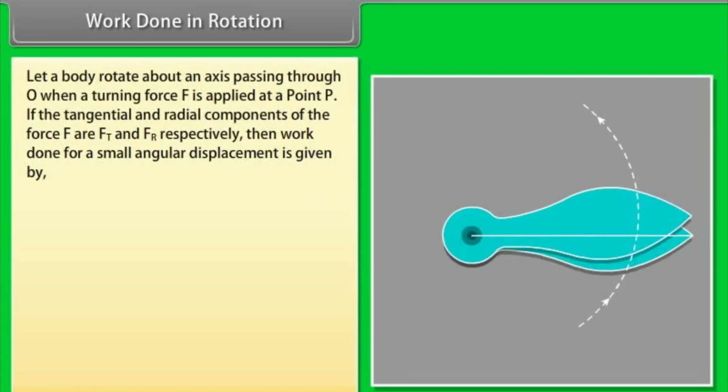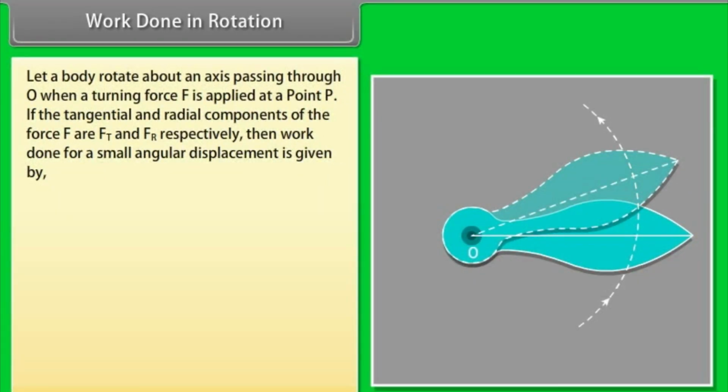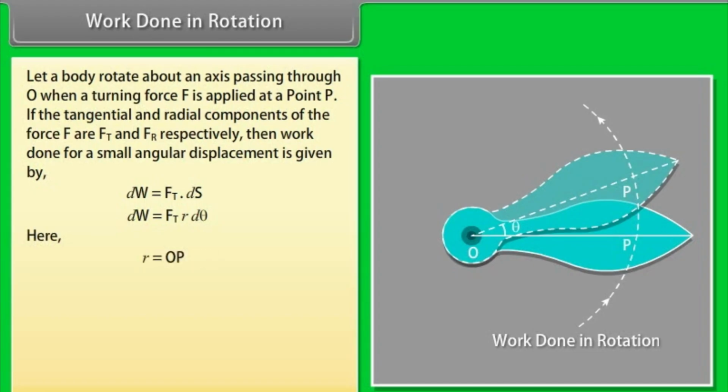Work done in rotation. Let a body rotate about an axis passing through O when a turning force F is applied at a point P. If the tangential and radial components of the force F are Ft and Fr respectively, then work done for a small angular displacement is given by dW is equal to Ft dot ds. Put the values of ds in the above equation. dW is equal to Ft R d theta. Here R is equal to OP.